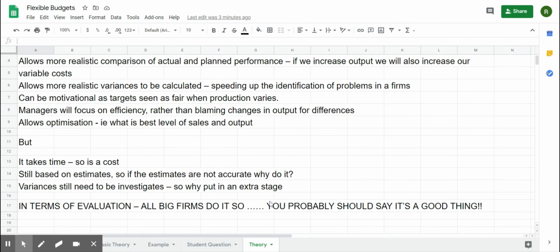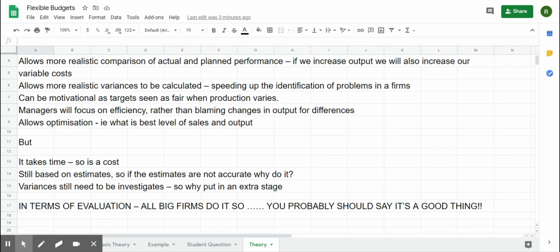Disadvantages: takes time, so there's obviously a cost. Regardless of how many flex budgets we do, it's all based on estimates. So, for example, if my expected selling price is way out, my budget is never going to be accurate anyway. Similarly, if my purchase price of raw materials has been incorrect from the start of the budgeting process, then all my flex budgets might be significantly out anyway.